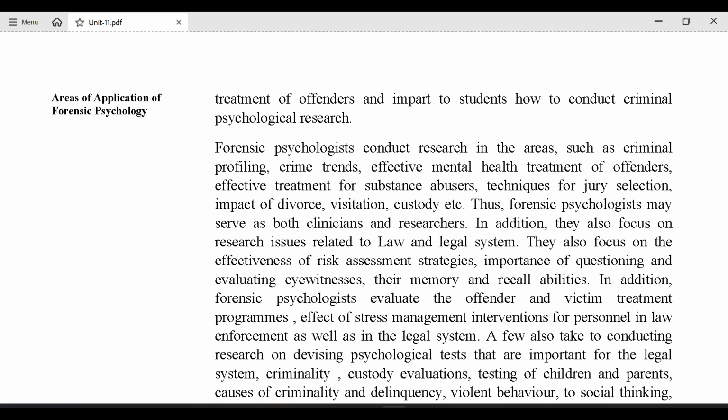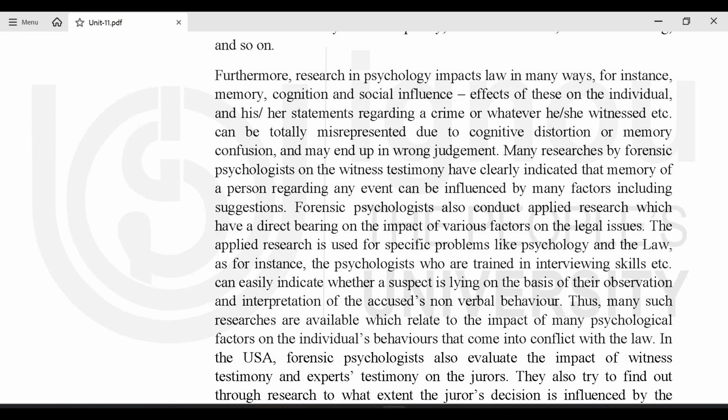A few also take to conducting research on devising psychological tests that are important for the legal system, criminality, custody evaluations, testing of children and parents, causes of criminality and delinquency, violent behavior, to social thinking, and so on.